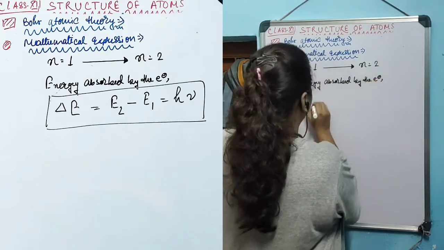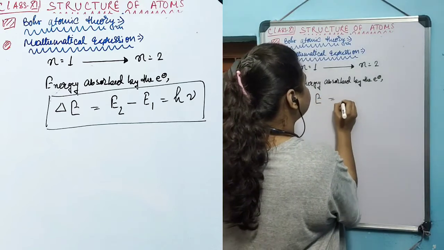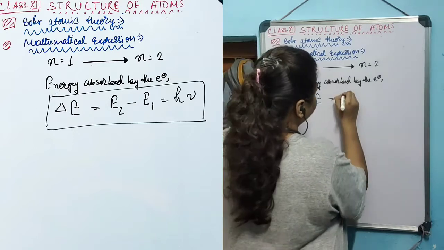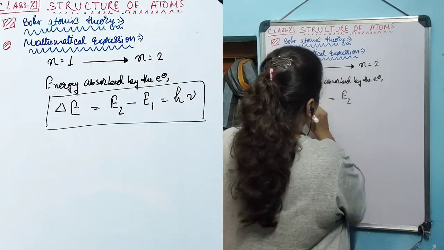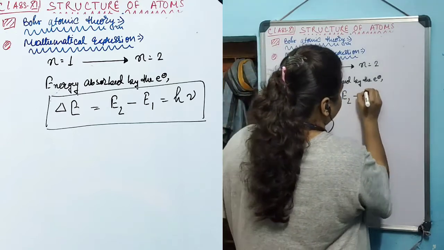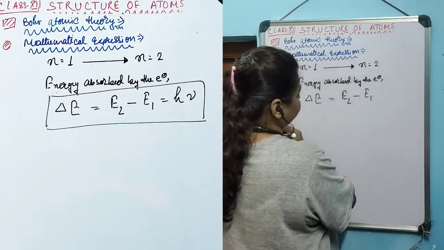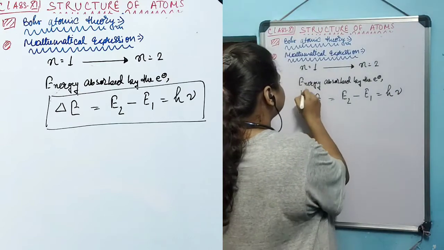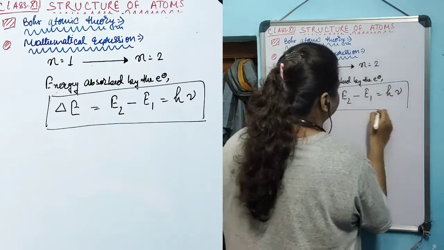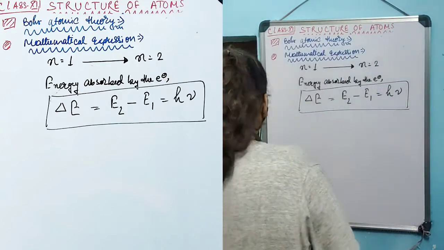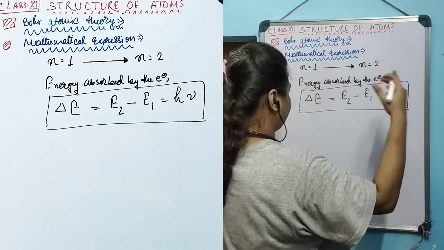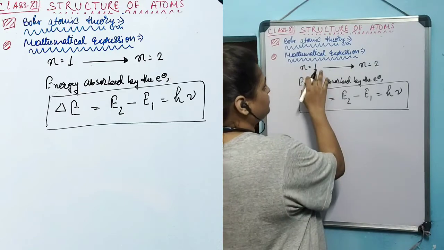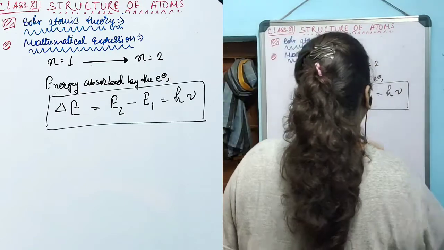by the electron can be given by E equals energy of the second orbit minus energy of the first orbit. This gives the value h into nu. This is the mathematical expression by which we can find out the energy that is absorbed by the electron when it jumps from the first energy level to the second energy level.